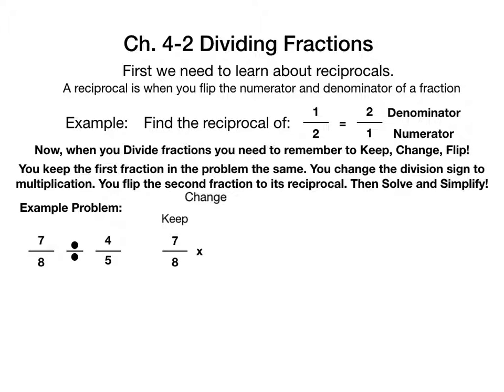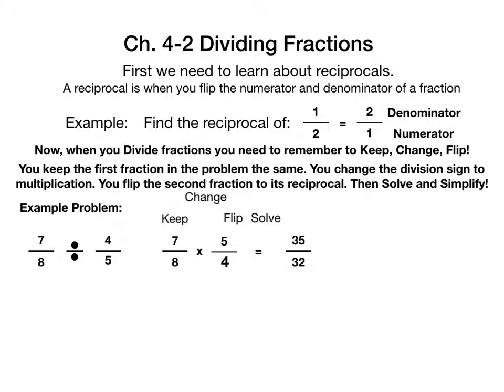And we need to remember to flip. And that's very simple. You look at your second fraction. You simply put the number that's on the top on the bottom, and you move the number that's on the bottom up to the top. And then we solve. So 7 times 5 is 35. 8 times 4 is 32.